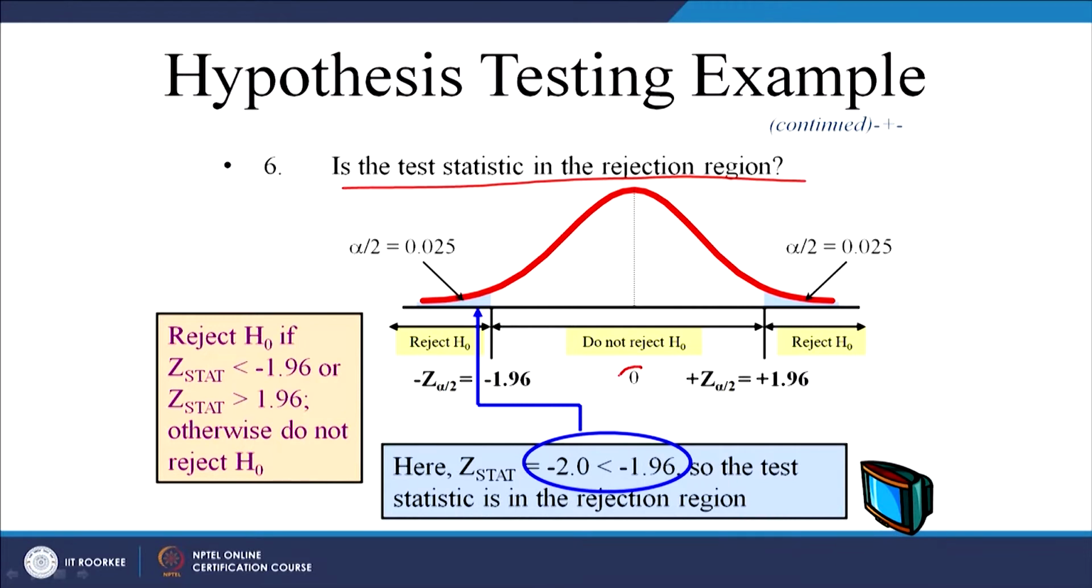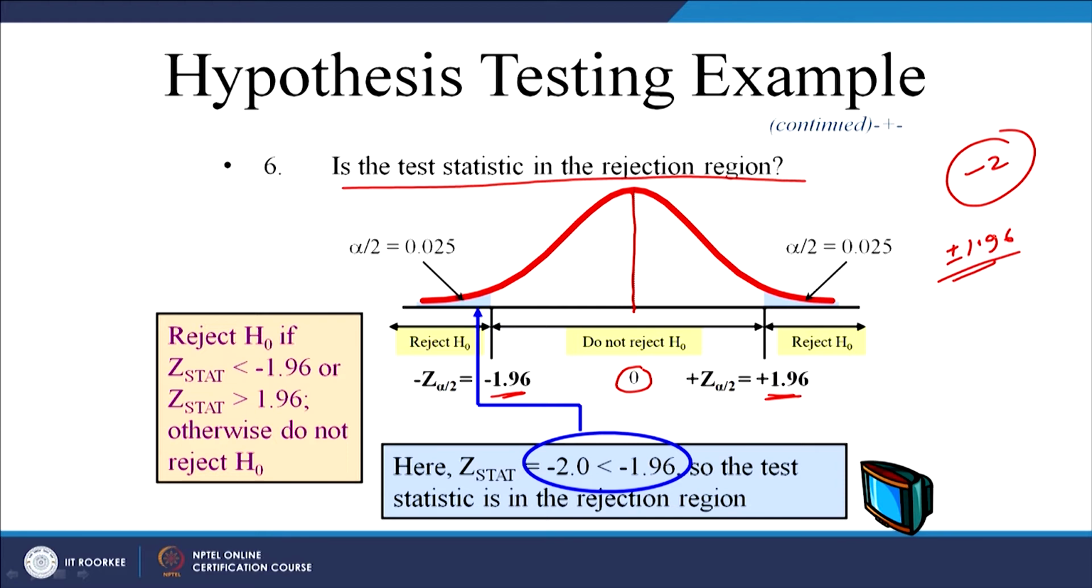Now, what is the next step? We have to take a call whether we need to reject the null hypothesis or not. Is this test statistic in the rejection region? You have to check this. This is your Z value 0, this is Z value plus 1.96 and minus 1.96, which we have got from the table. Now, the calculated Z value is minus 2. Does minus 2 fall in the region between plus and minus 1.96?